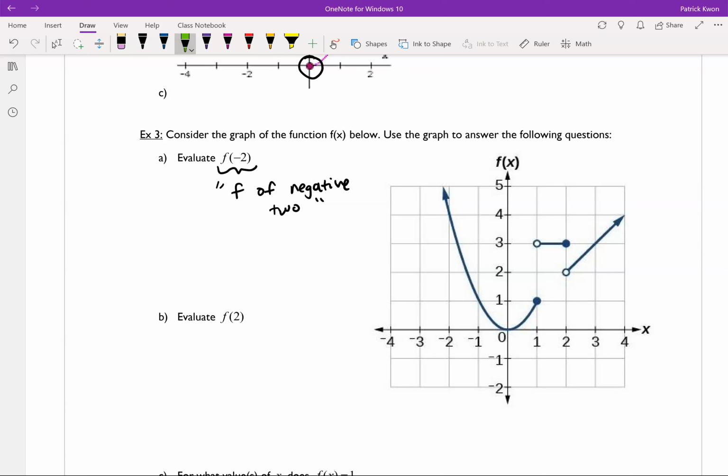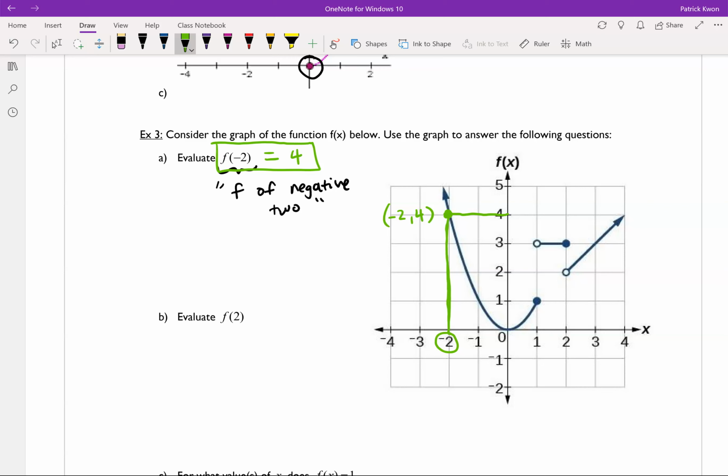So let's find -2 on the x-axis, which is right here. And when we plug that in, kind of like the code into our vending machine, what snack pops out? So we look at that ordered pair right there, and that ordered pair is -2, 4. So when we plug in -2 into our function, the thing that is popping out is 4. So f of -2 is equal to 4.